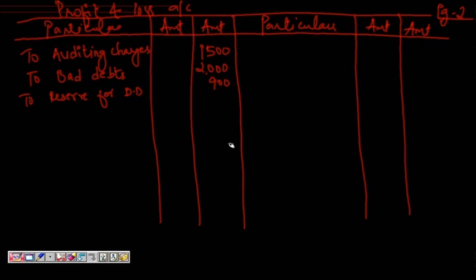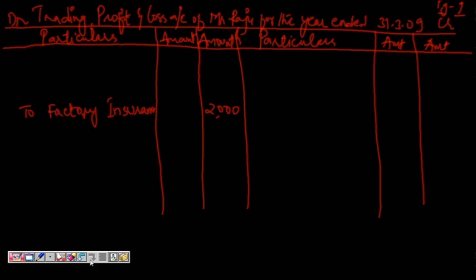Okay, so then next is wages. Wages we pay to the labor. So labor will work in factory. So any expenses related to factory will come in trading account. So right here, to wages. Since we have adjustment to that wages, write wages in inner column. The value of wages is 5,000.